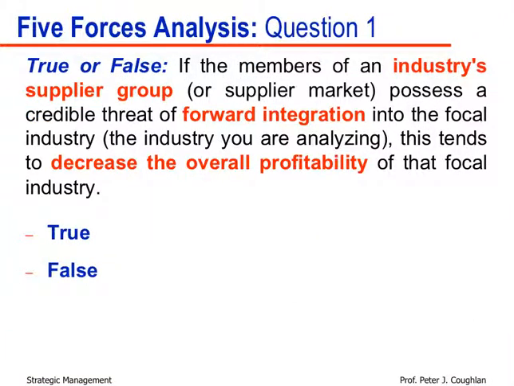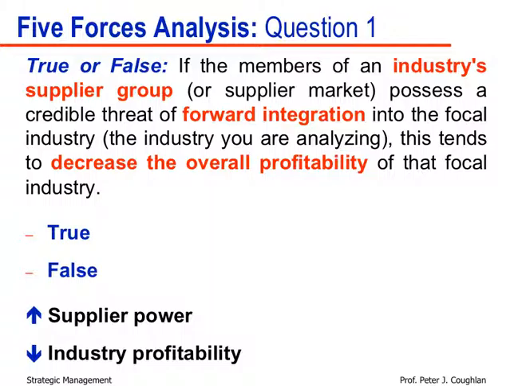So the bottom line is, if the members of an industry supplier group possess a credible threat of forward integration into the focal industry, what does that do? It increases supplier power. It increases their bargaining power, their leverage. When it increases supplier power, that means you have to pay them more, and therefore it's going to lower industry profitability.